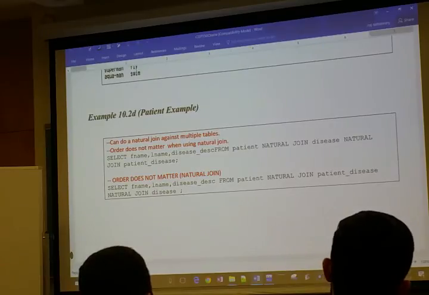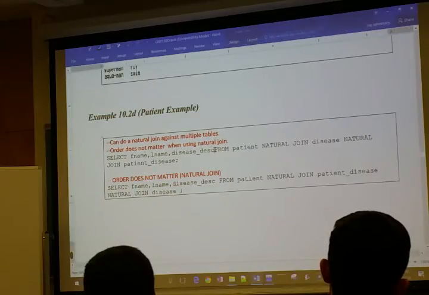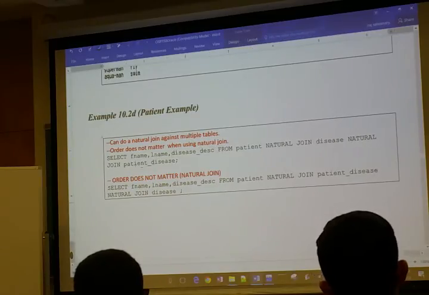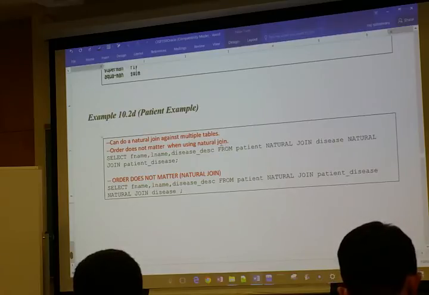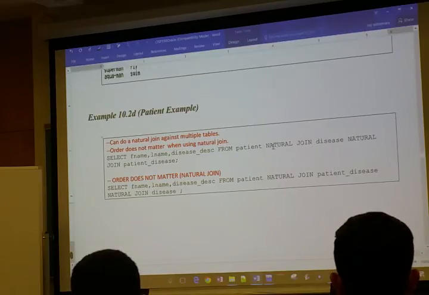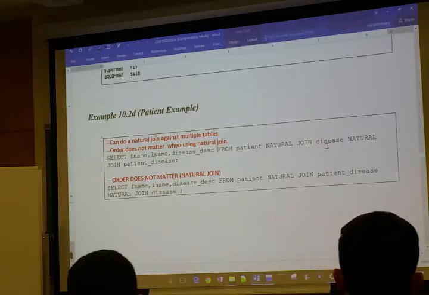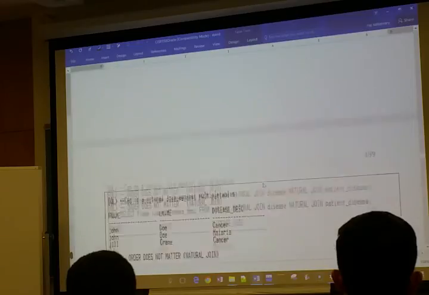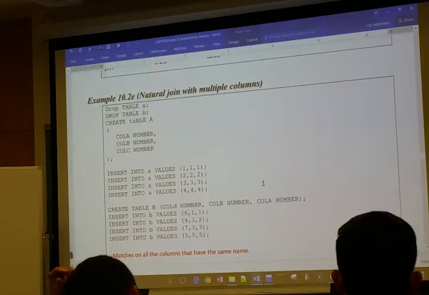So take a look at this one right here. Here we're looking at the three tables: patient, disease, and patient disease. Notice how we just did a natural join. It doesn't matter what the order is when you do a natural join; it knows how to bring everything together. Once again, the order does not matter.